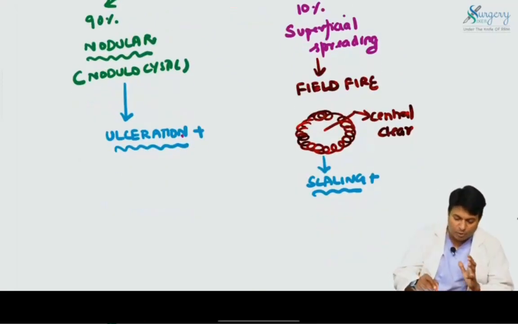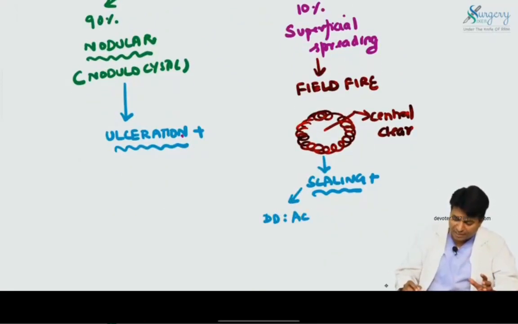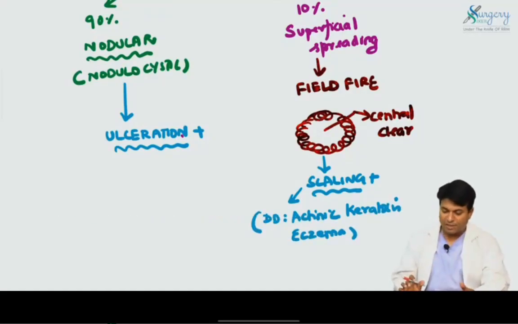That scaling appearance gives you differential diagnoses like actinic keratosis. It can be actinic keratosis or it can be eczema. We can sometimes even miss the diagnosis, thinking it is actinic keratosis or eczema, in the case of field fire superficial basal cell cancer. So please don't forget this basal cell cancer type.